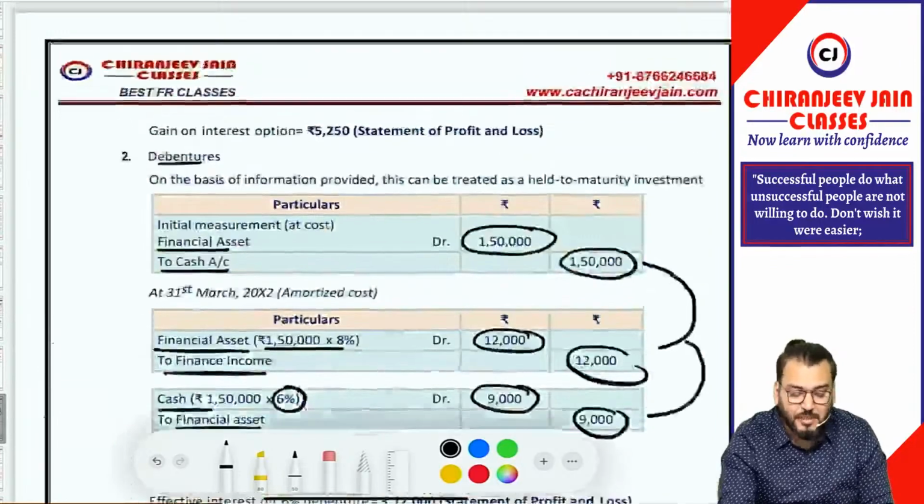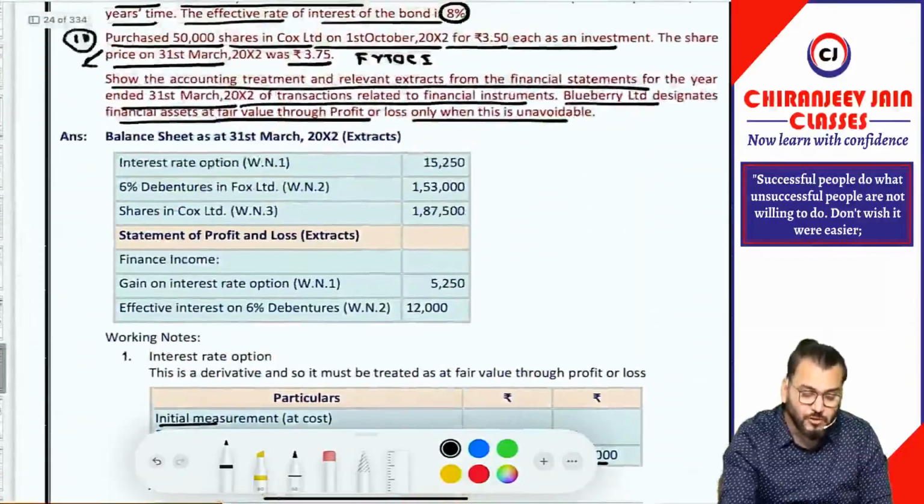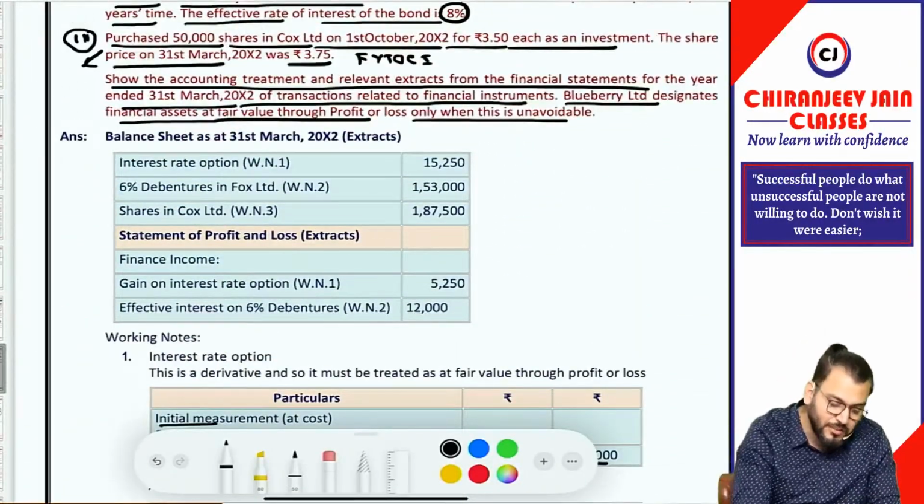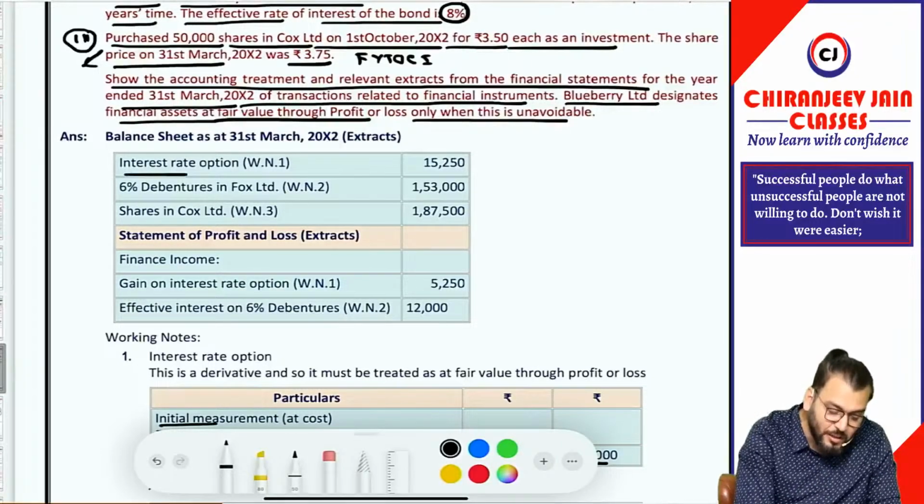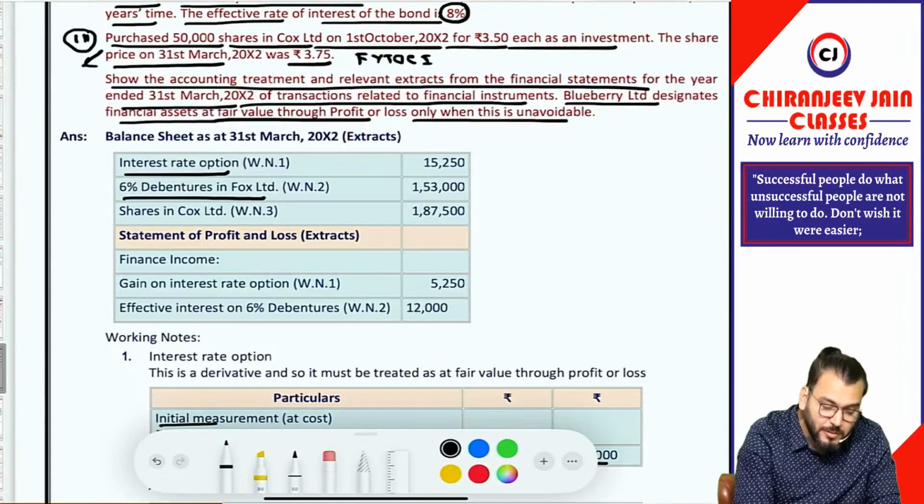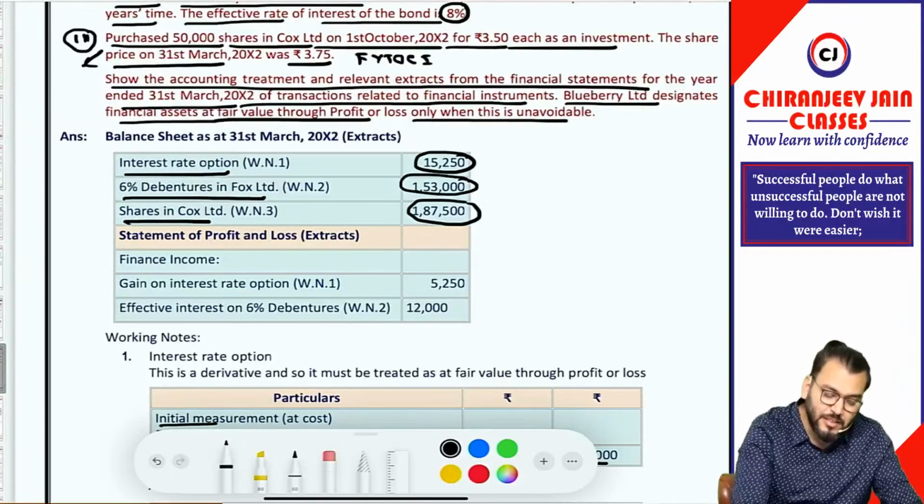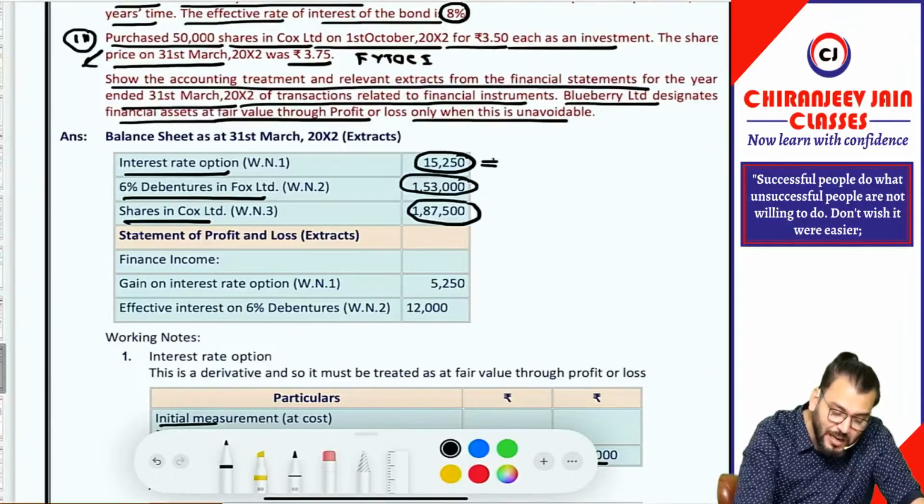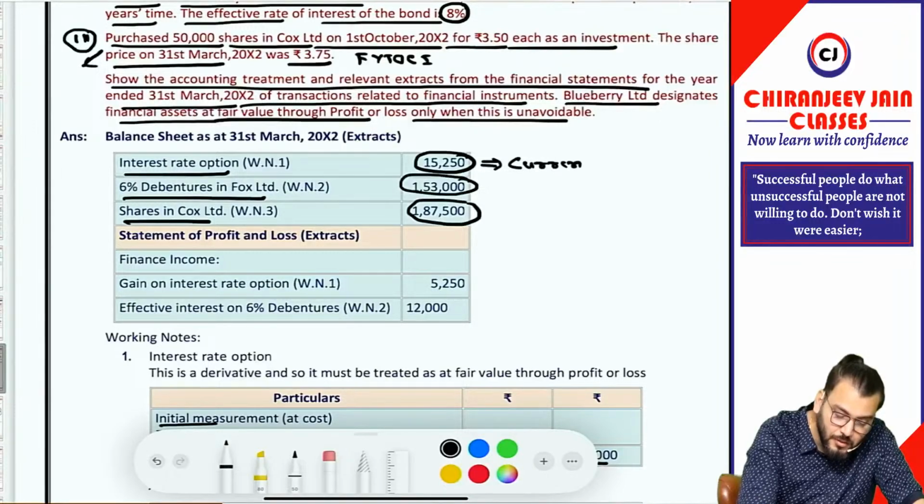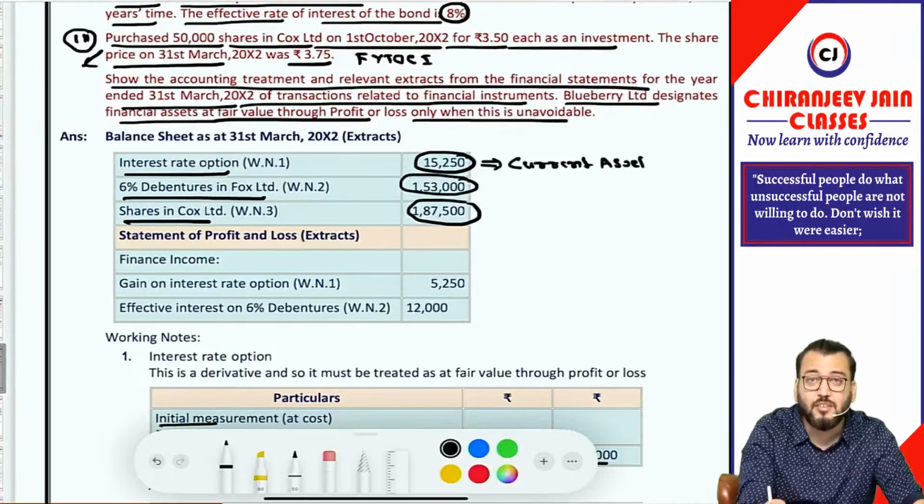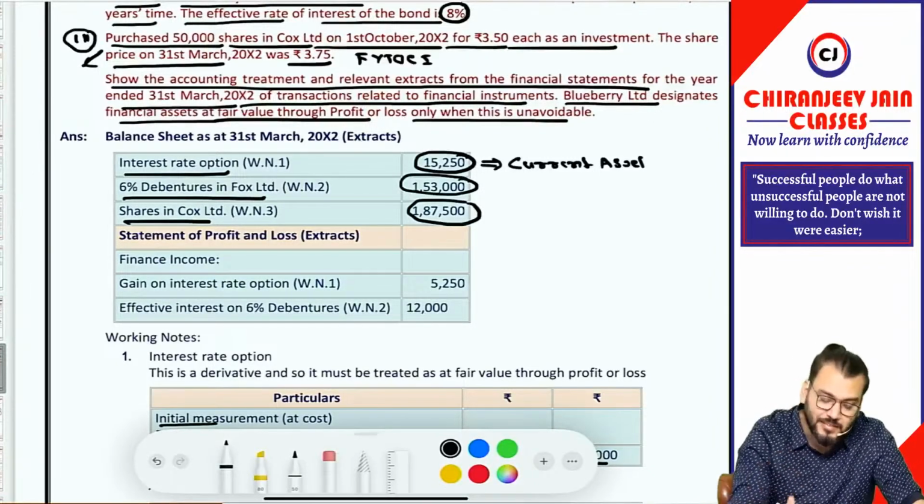So in the balance sheet, we now need to disclose all the assets. You can see we have three assets. One is the interest rate option financial asset, one is the investment in 6% debenture in Fox Limited, and one is the investment in shares in Cox Limited, and these are their closing balances. Correct? Now just try to understand, whatever financial asset is held for the purpose of trading will always be a current asset. So you can just write down that this financial asset will come under current asset.